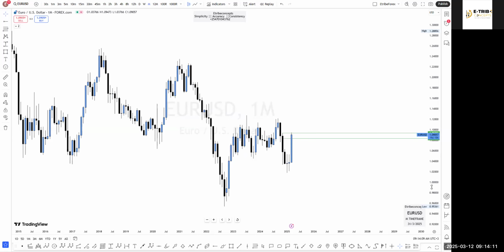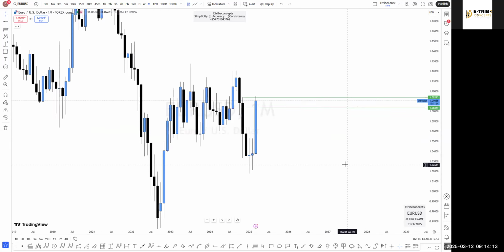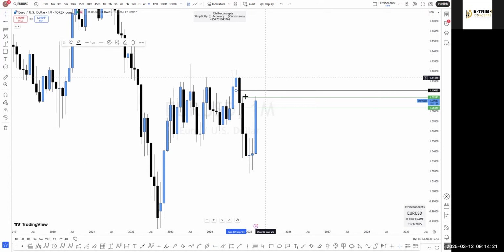Where we are from the monthly perspective, which other area of liquidity do we have that we can use as a confluence to take our swing point? So I have this area here above. It is a type 5 of liquidity.